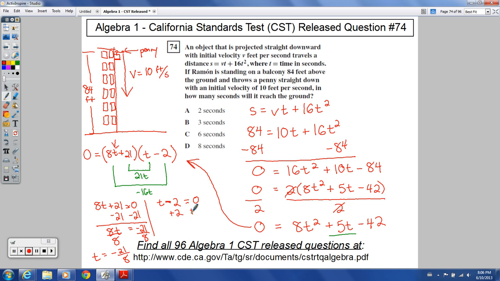You can add 2 to both sides. You can think of this as just 2 probably without doing this work, but 2 would be a viable answer. This is a positive value for your number of seconds. Therefore, number 74 should be choice A.